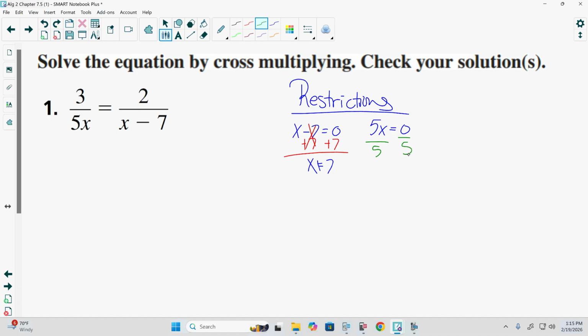5 times x equals 0. Divide both sides by 5, really telling us x cannot be 0. So if we get positive 7 or 0, those are restrictions. We cannot have them.